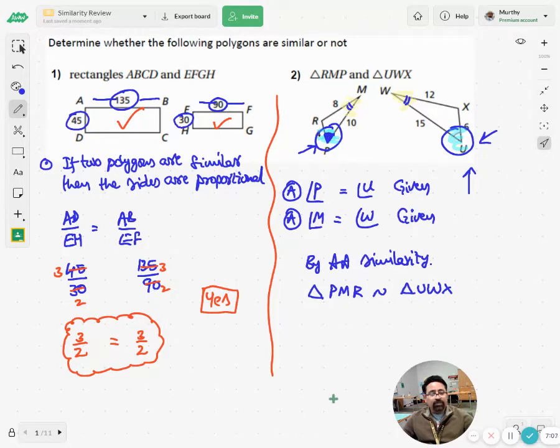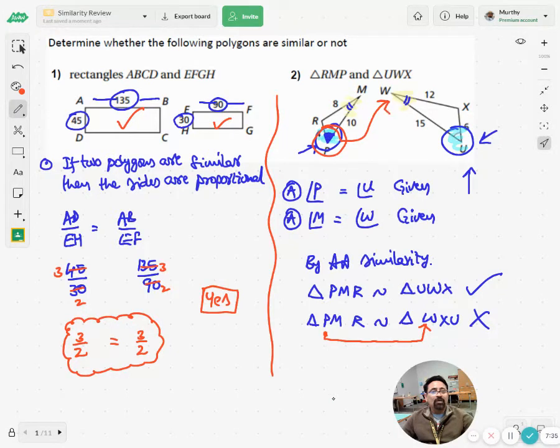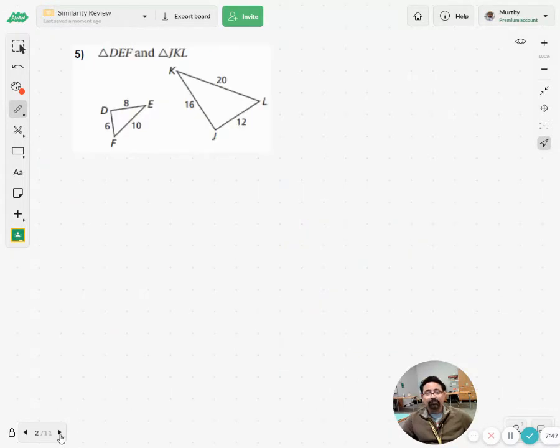So this is the correct representation. But if you write triangle PMR similar to WXU, or whatever way you like, this is not acceptable, because you have to see whether the corresponding angles match, like is P matching with W or not. Obviously no, they are not matching, right? So you have to take utmost care while naming the triangles, and for that matter, any similar polygons.